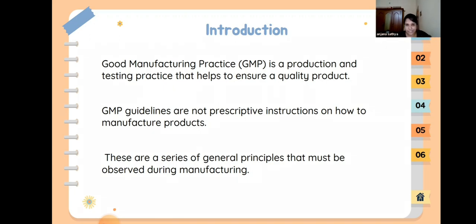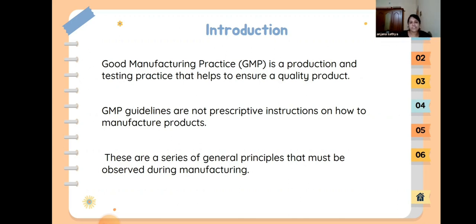Good manufacturing practices is a production and testing practice that helps to ensure a quality product. So it is a production and testing practice. These are like a set of guidelines. GMP guidelines are not prescriptive instructions on how to manufacture a product.